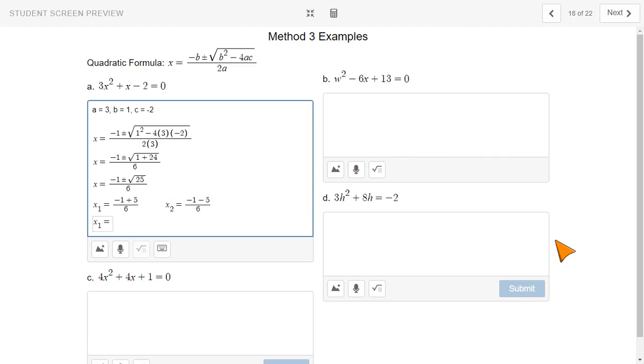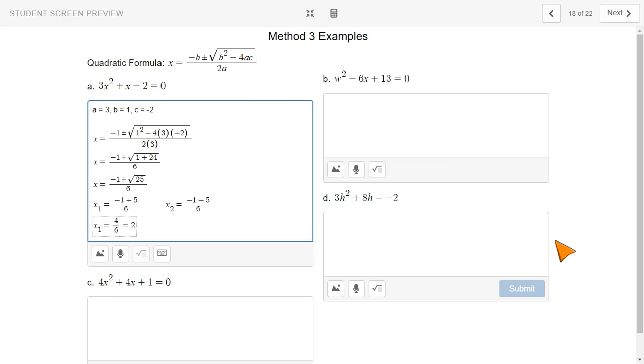So our first x is equal to 4 over 6, or 2 over 3. Our second answer is negative 6 over 6, and that simplifies to negative 1.